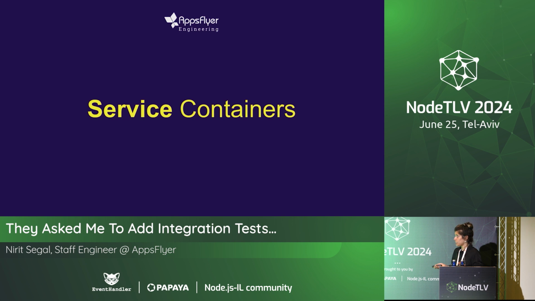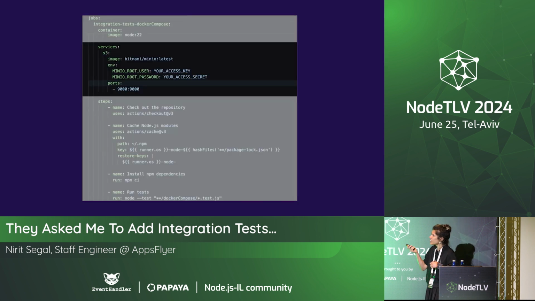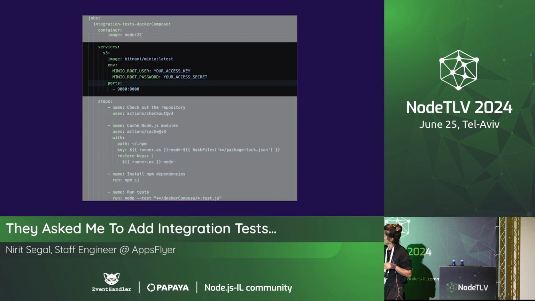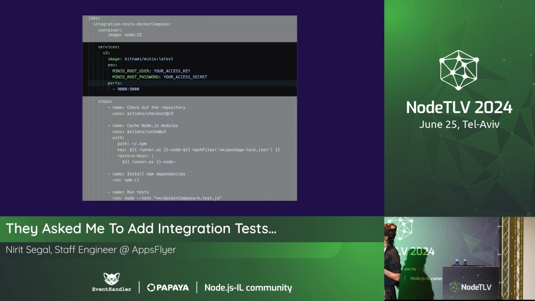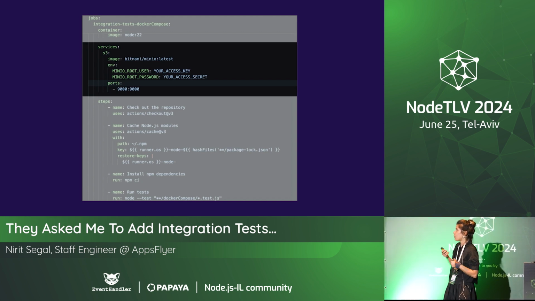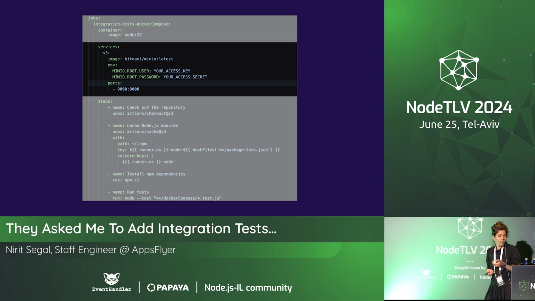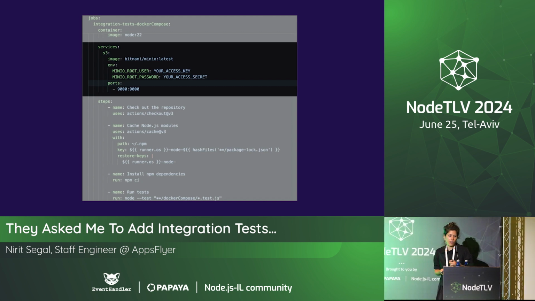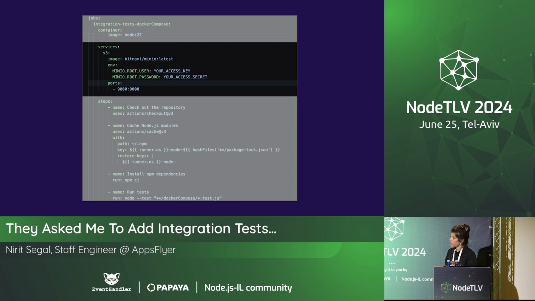So we know how to fix that because we already met service containers. And now, instead of installing and using Docker service, I'm using the actual service that I wanted in the first place, which is Minio, that is API compliant with AWS S3, which is the object storage provider that we work with.